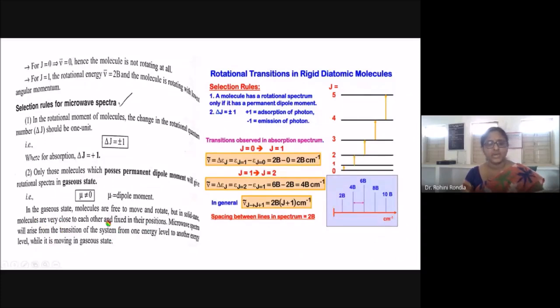In the gaseous state molecules are free, they can rotate in any direction, but in the solid state they cannot. So microwave spectra will arise from the transition of the system from one energy level to another energy level while it is moving in the gas state. మీరు rotational spectra తీసుకోవాలి అని అంటే gaseous state లోకి కన్వర్ట్ చేయాలి ఫస్ట్ మాలిక్యూల్స్ ని, అప్పుడే we will get microwave spectra. ఎందుకంటే in the gaseous state they will start rotation. Okay, so microwave spectra will take place in the gaseous state.